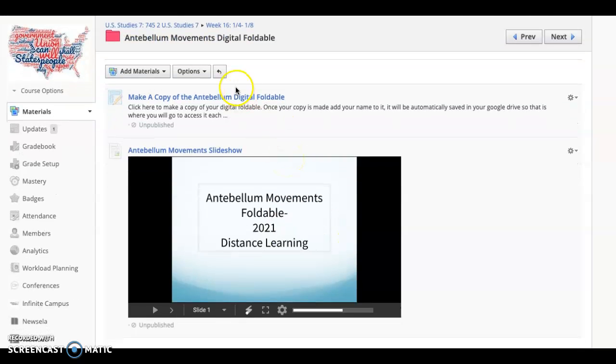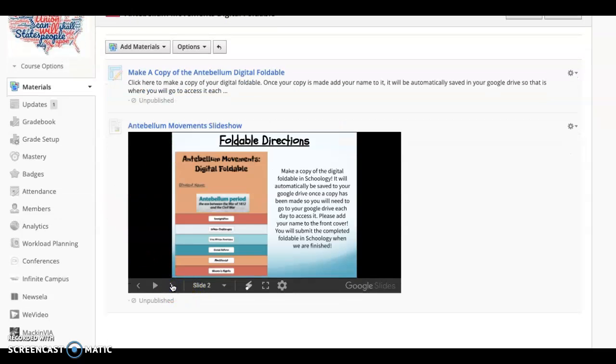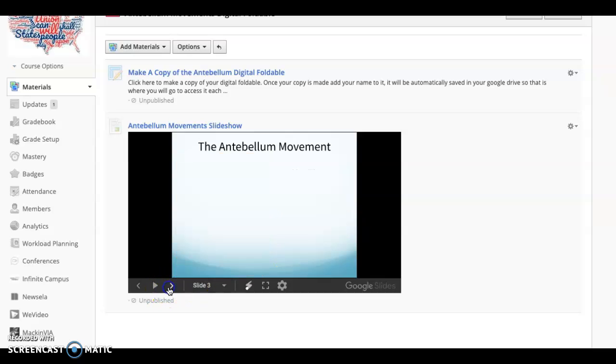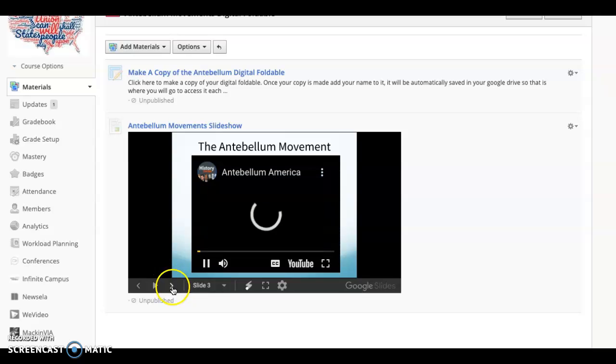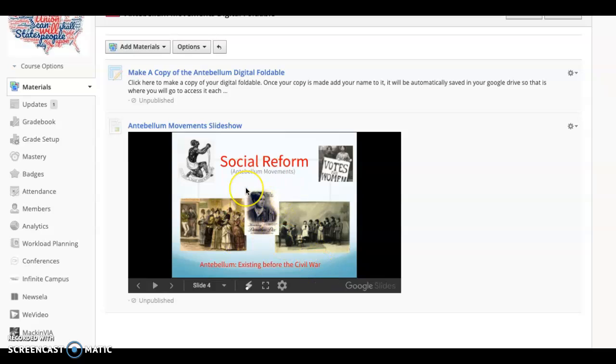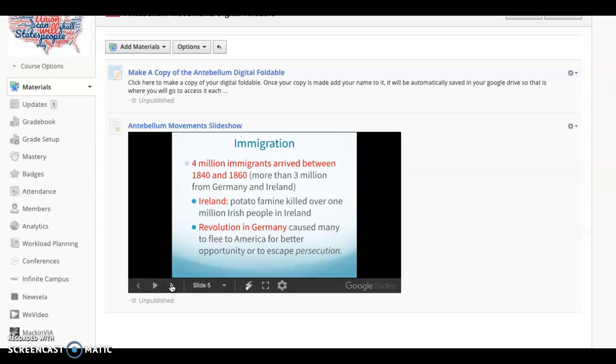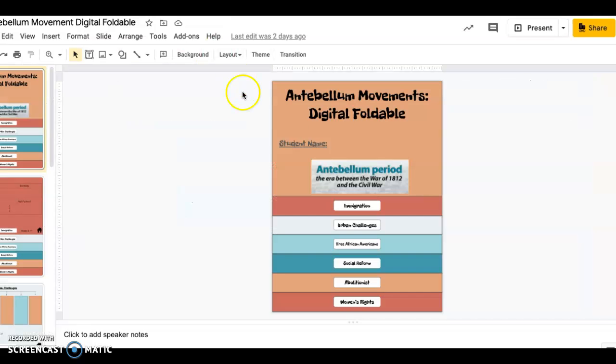So you'll see two things in that folder. A foldable, so we're going to be doing a digital foldable, so not a digital notebook this time, a foldable, which is kind of fun. And you'll make your own copy of that foldable. And then we're going to be using this slideshow to put information into our foldable. So there's some directions in here. There's a video clip that we're going to watch together when we start. And then we'll go through the slides each day specific to whatever tab in our foldable we are working on. Okay. So this is what the foldable looks like.